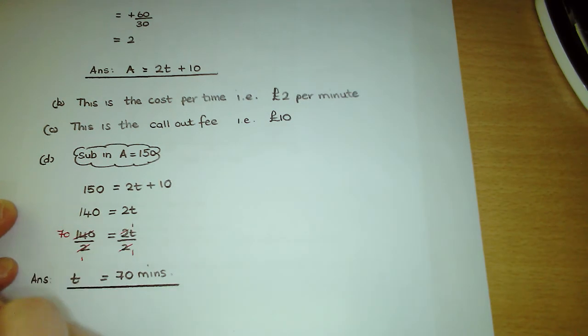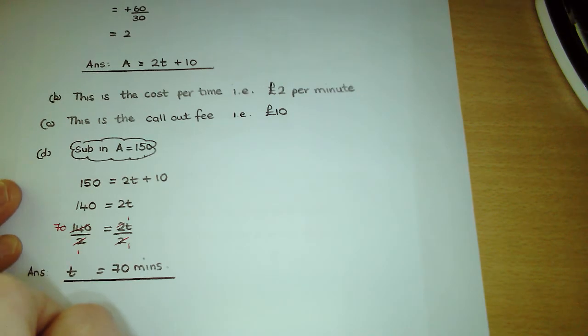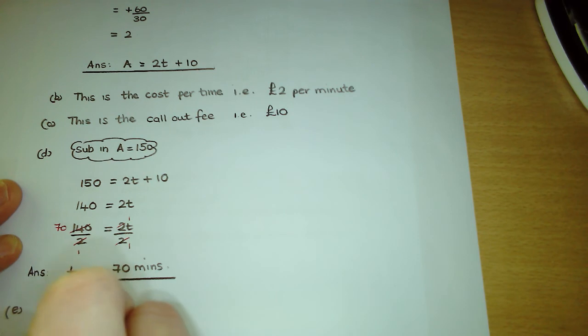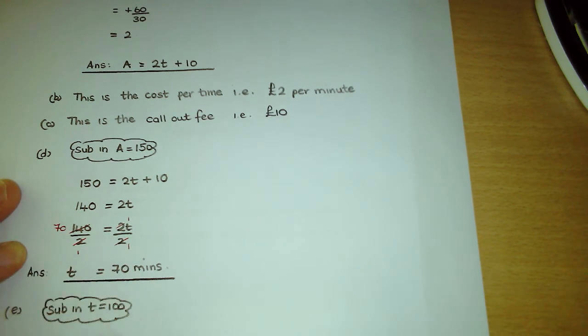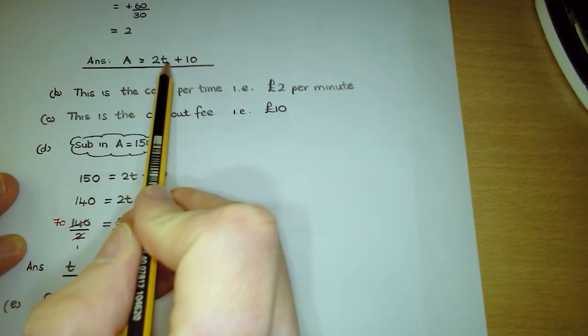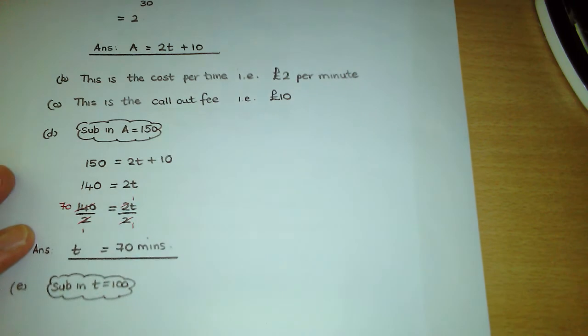Okay, last one, part E, something similar. Part E says 100 minutes is spent repairing a washing machine. How much will this cost? So this time in our equation we're going to sub in T equal to 100 and work out the cost A. So sub in T equals 100. So go back to our equation, replace T with 100, so we're going to get A equals 2 upon 100 plus 10.